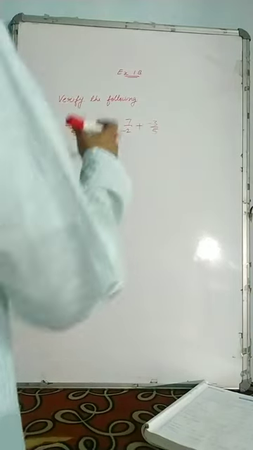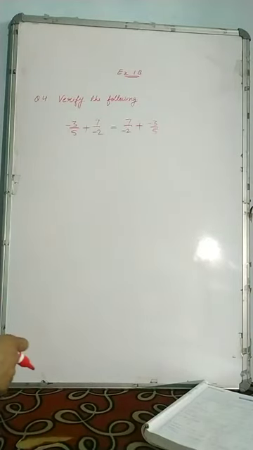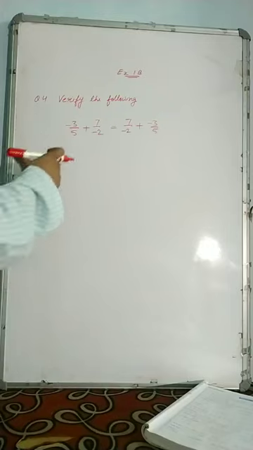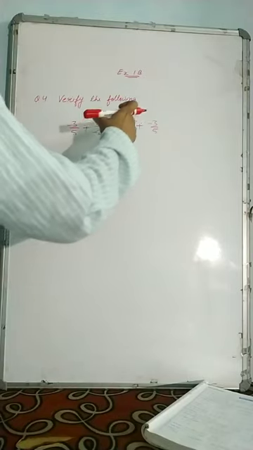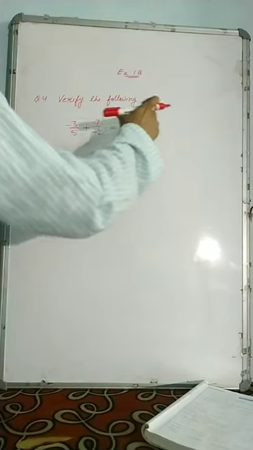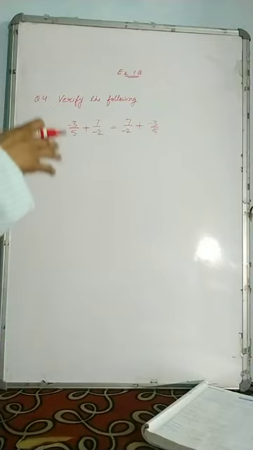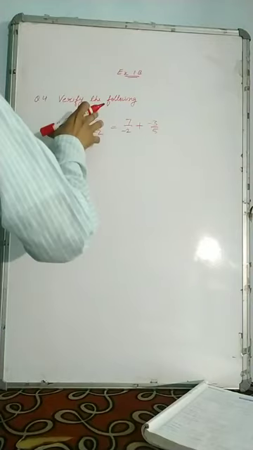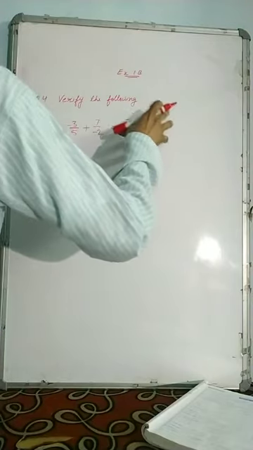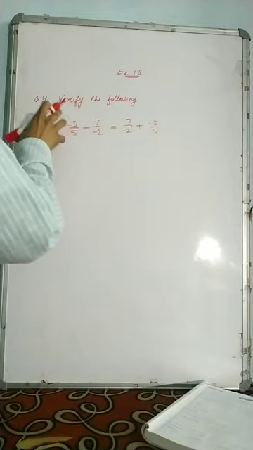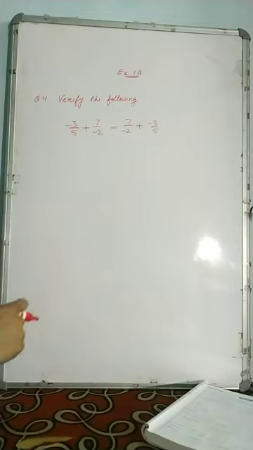Now moving on, question number 4, verify the following. Let's take an example. Minus 3 upon 5 plus 7 upon minus 2 equal to 7 upon minus 2 plus minus 3 upon 5. It means you have to prove that this hand side is equal to this hand side. This hand side is known as left hand side, this hand side is known as right hand side.